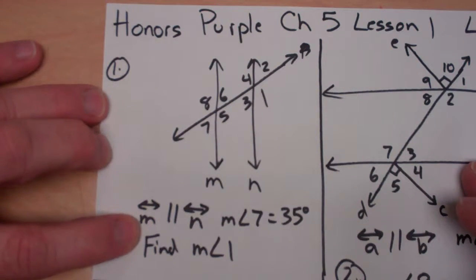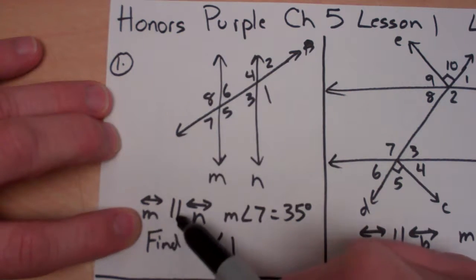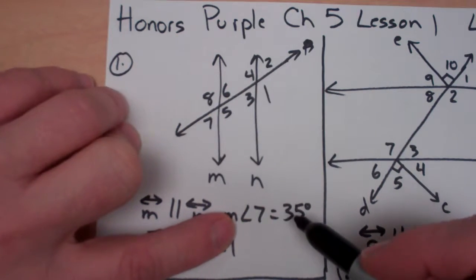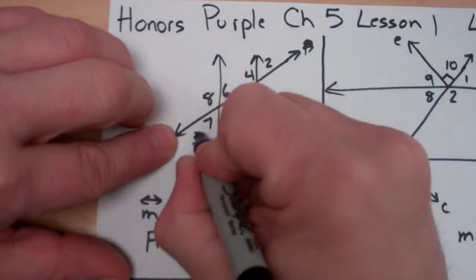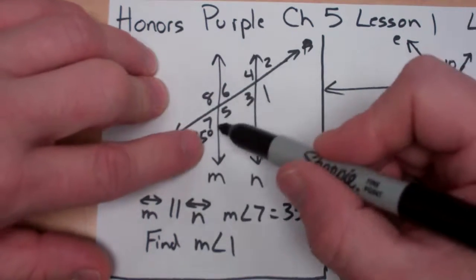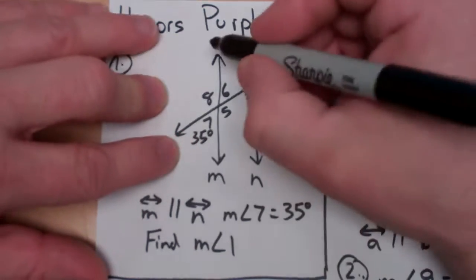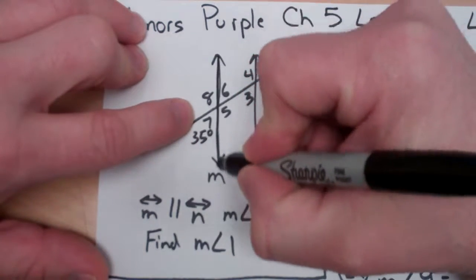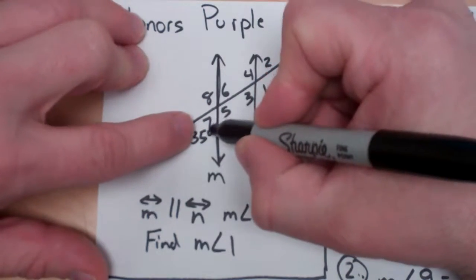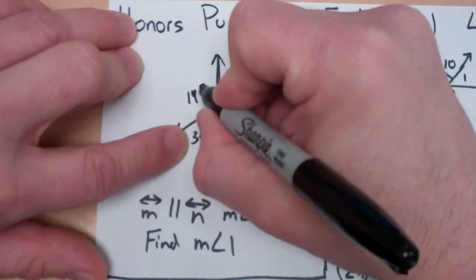Number 1. They say that line M is parallel to line N. These two are parallel. And they said the measure of angle 7 is 35 degrees. So right here we have a 35 degree angle. We want to find the measure of angle 1. 1 doesn't have a special relationship with this one, but there's a lot of other special relationships. For example, 7 and 8 add up to be a straight angle, so that means that they are supplementary. So I could take 180 minus 35 to give me 145 degrees for this one.